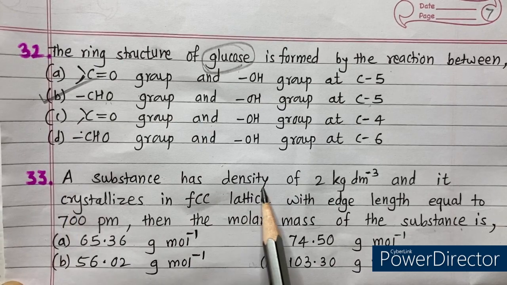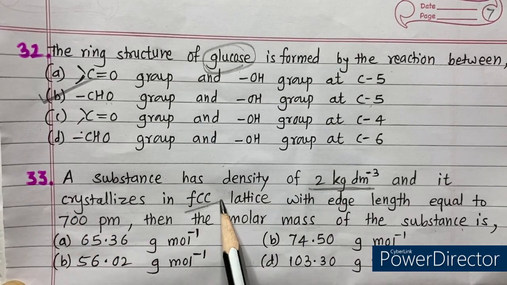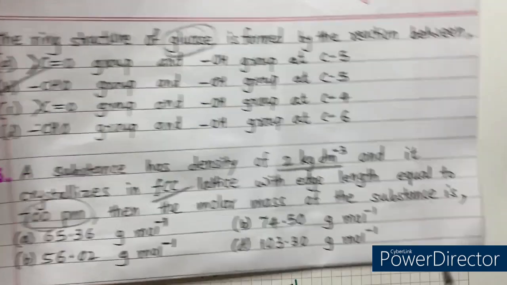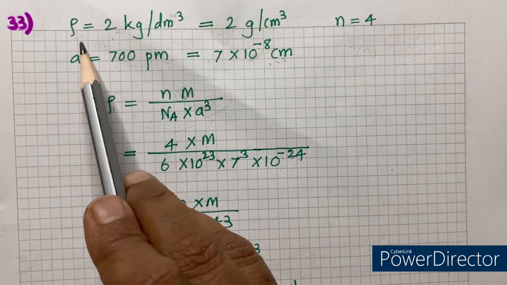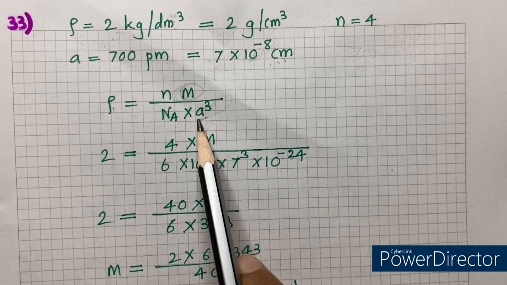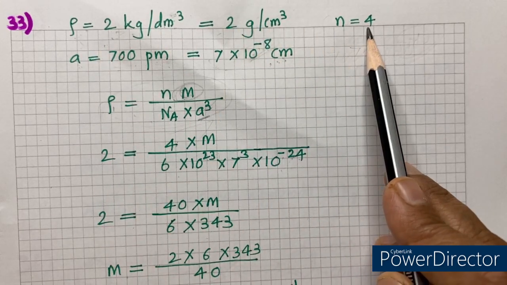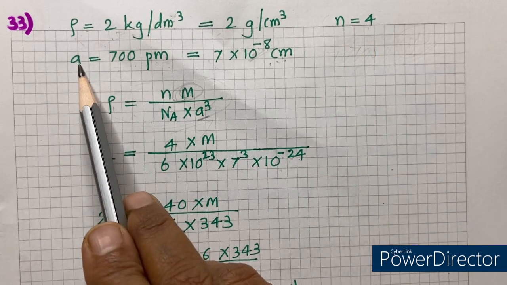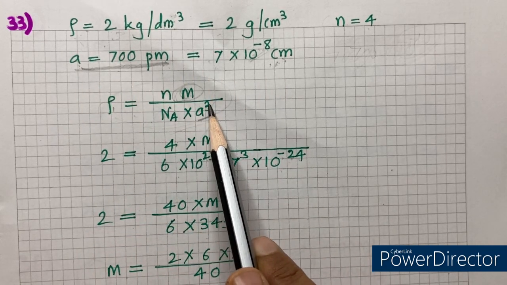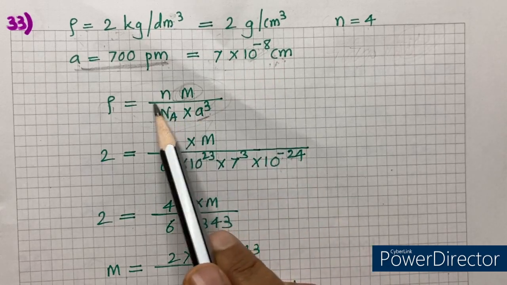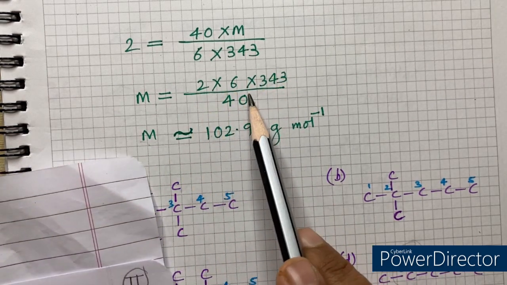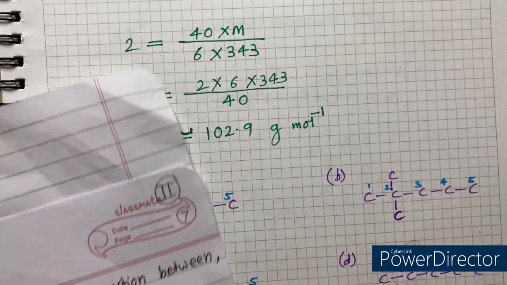Next question. A substance has a density of this much and it crystallizes in FCC lattice with an edge length equal to 700 picometer, then the molar mass of the substance is. Very easy question. We know the formula. Now, density is given in this unit. First, convert that into gram per cm cube because we are using molar mass in gram and this is in centimeter. Then, n is equal to 4 because the structure is FCC. Then, first convert the edge length into centimeter. Gram per cm cube. Remember this. Substitute the values and calculate to find the answer. Now your molar mass is approximately this one. Mostly use round figures, calculate and find the approximate answer.